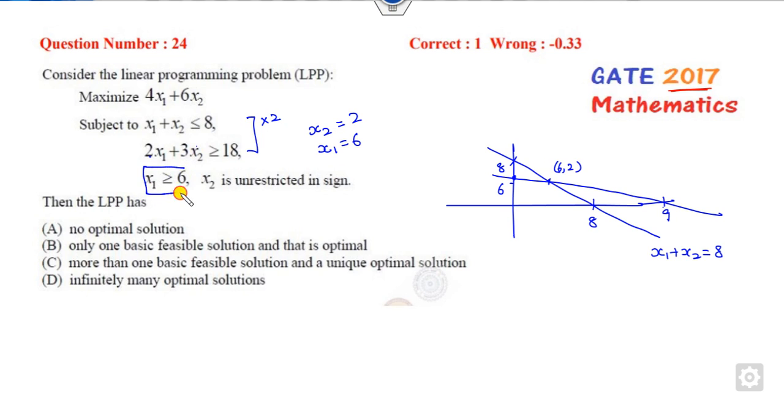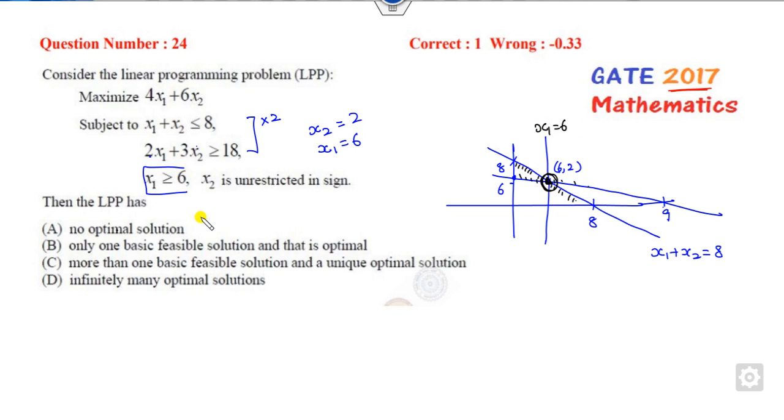And the third one is x1 is greater than 6. So this is the point of this. What is the common portion of this? You can see the first constraint is my less than sign. This is a portion. Second is my greater than. So what is the common portion of this? Only this point. Only this point is my feasible region.